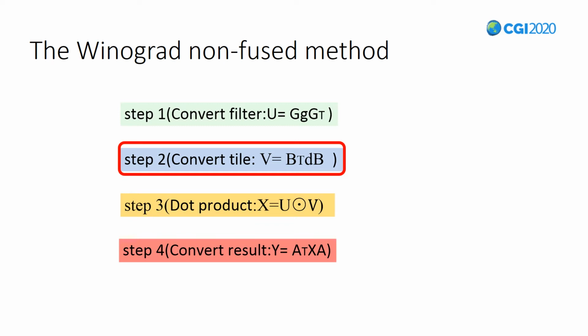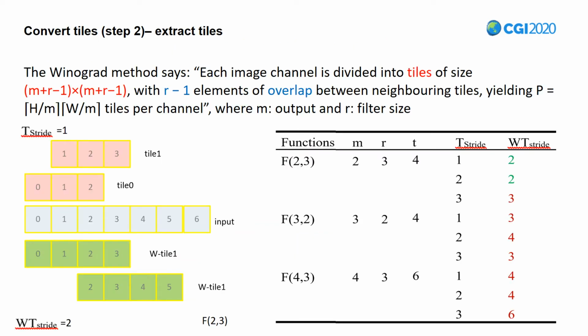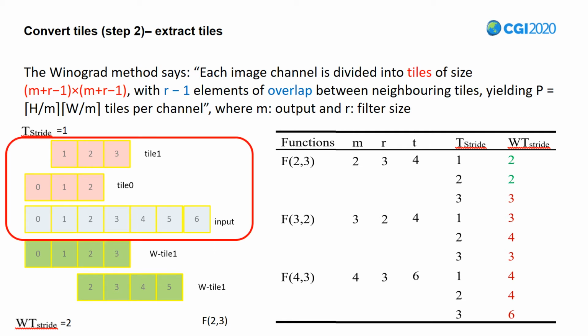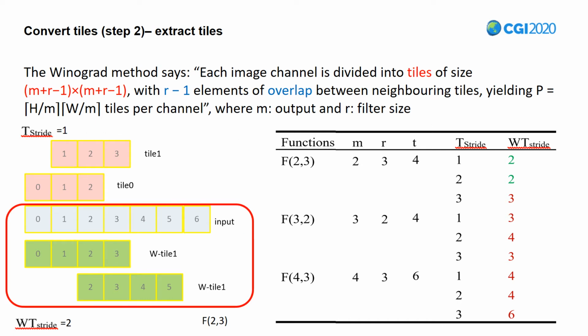The second step of the 2D Winograd method is to convert tiles. Tiles are extracted from the original input. With Winograd, tile extraction is different from direct convolution with a given stride. For example, when the stride is 1, the direct convolution slides a filter through each tile on a feature map by one element, while the Winograd method slides the filter by 2 elements.